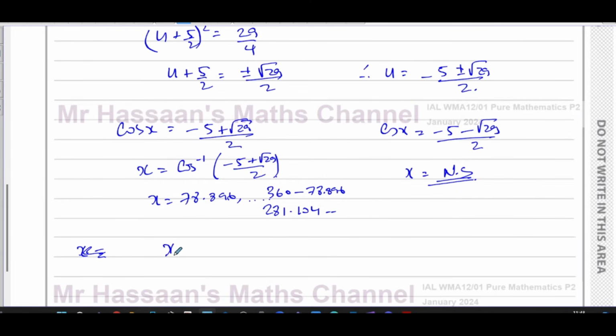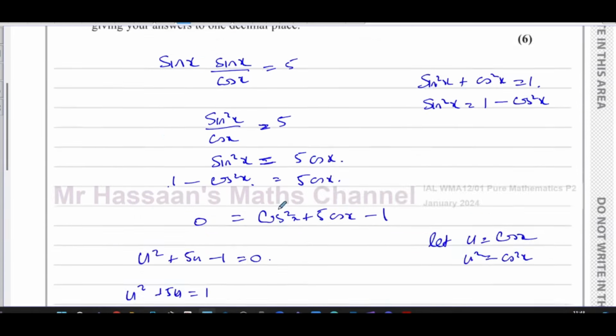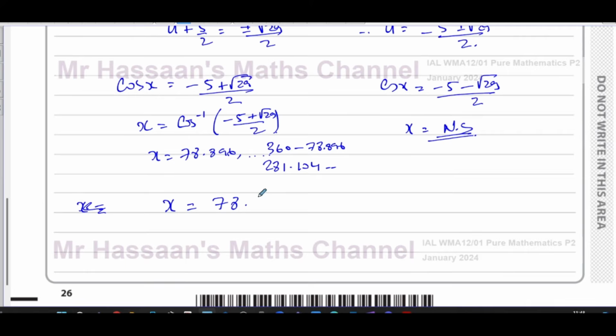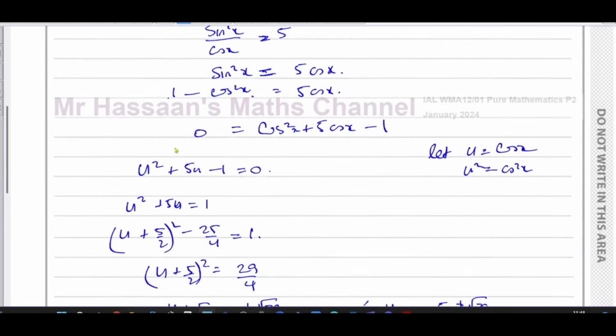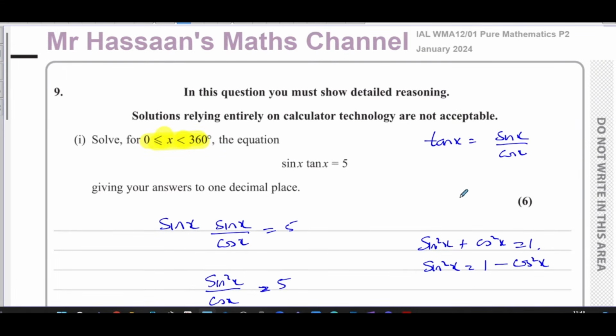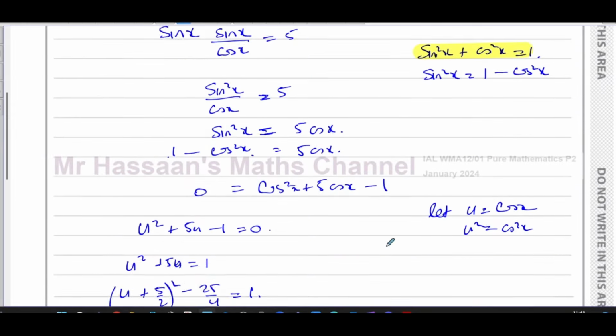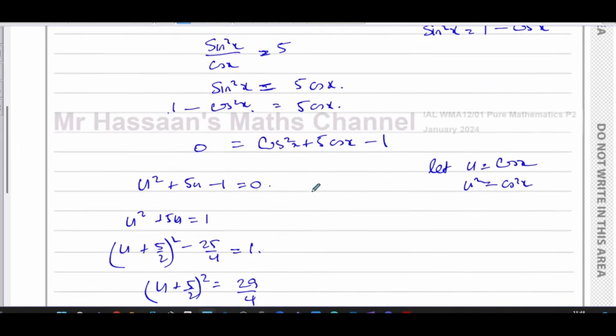So we can say x equals 78.9 degrees. Let's see what they ask us to do: 1 decimal place. Even if they didn't say 1 decimal place, that's how we should give it, unless otherwise stated. And that's 281.1 degrees. Those are the two solutions to this equation, using the two very important identities that we should know. These two identities are very, very important for us to be able to solve such equations. So you have to rewrite it in a form that's easy for you to deal with. All right, so there's the answer to question number 9, part 1.